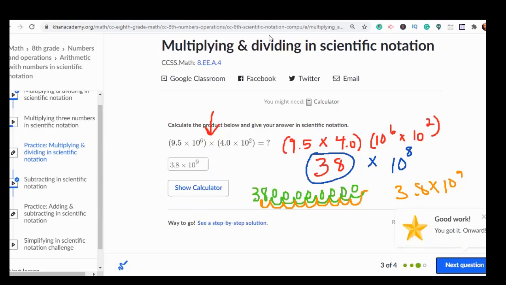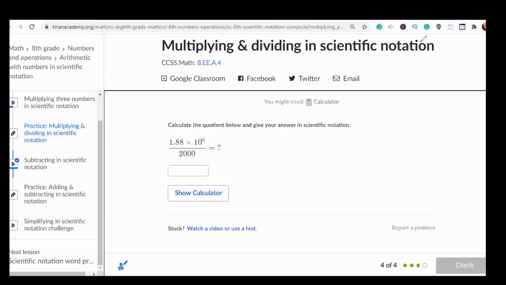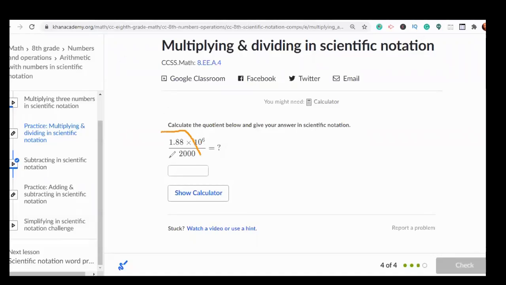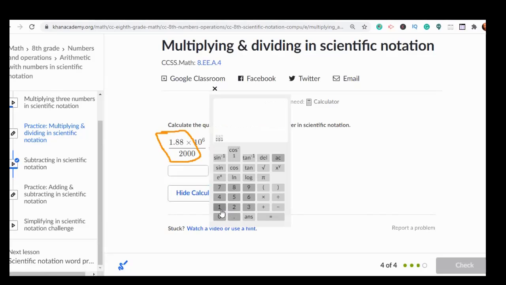Okay, let's do one more that you can try on your own. So for this last example, it is a division problem, and we will start with the numbers once again, our regular numbers. So we have 1.88 over 2,000, or 1.88 divided by 2,000. Let's go ahead and do that first. 1.88 divided by 2,000. And that gives us 0.00094. So we'll go ahead and write that down.